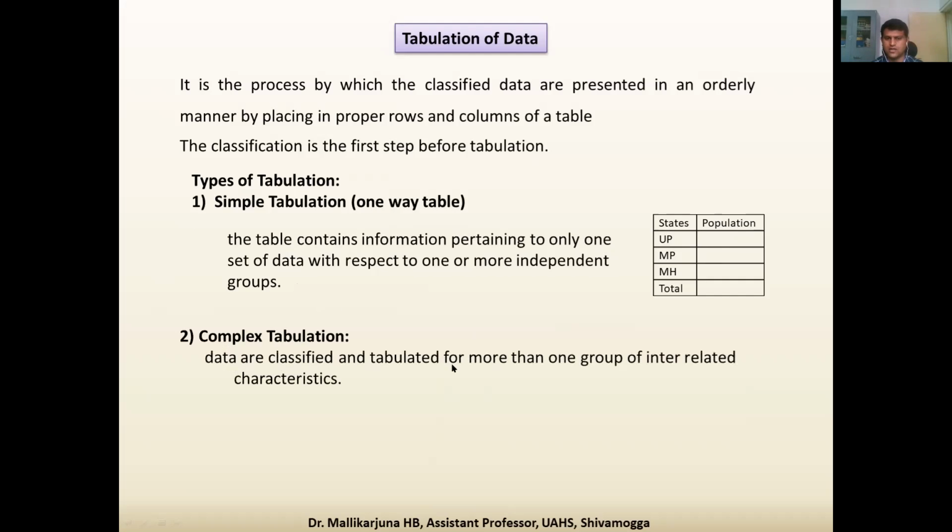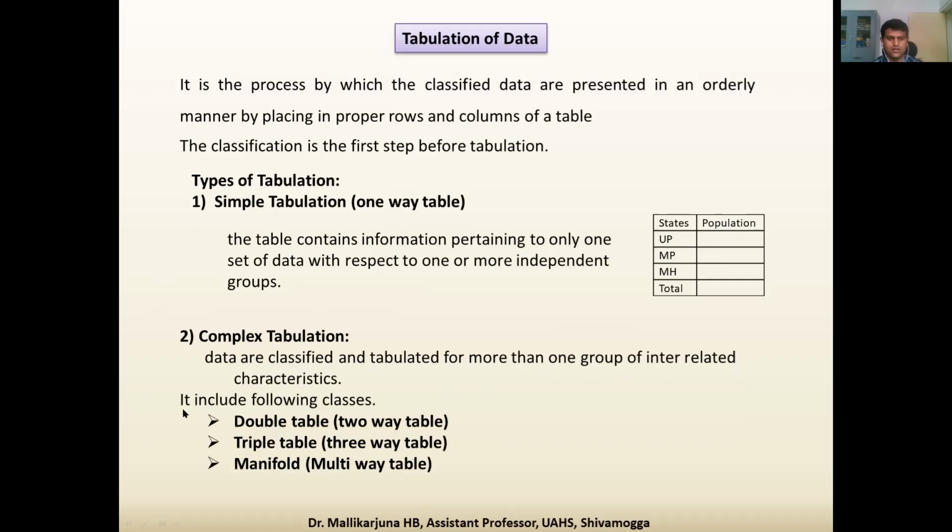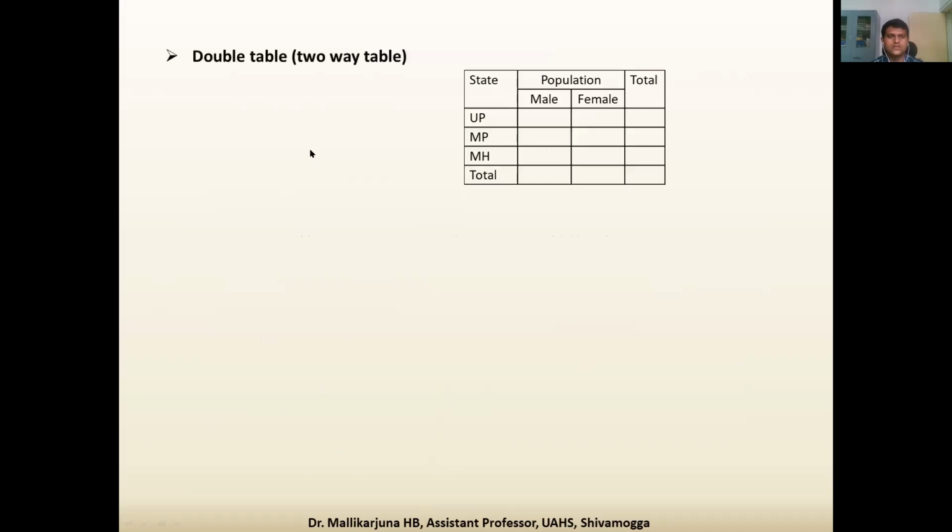Here, data are classified and tabulated for more than one group of interrelated characteristics. It includes the following classes: double table, triple table, manifold or multi-way table. This is double table, two-way table. Here, this is one set of data, characteristics: states. Another is gender. Based on state and gender, the population is classified according to two characters and tabulated.